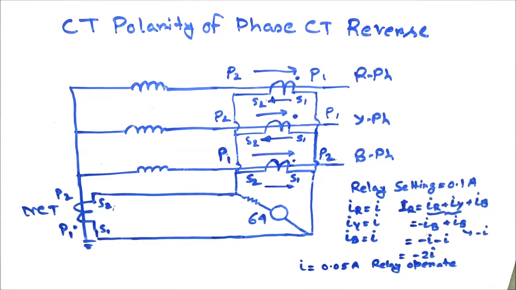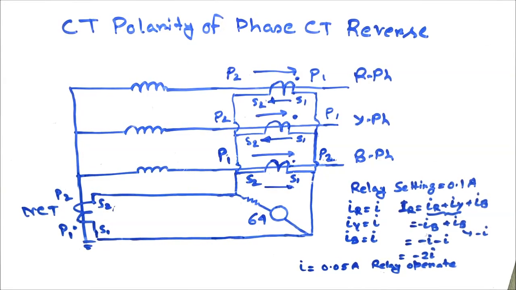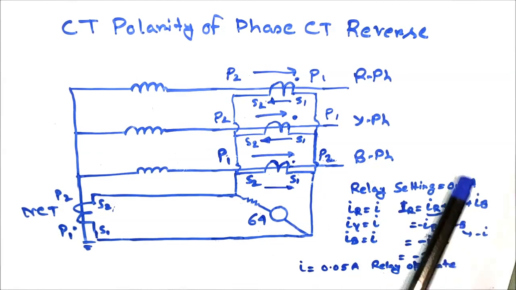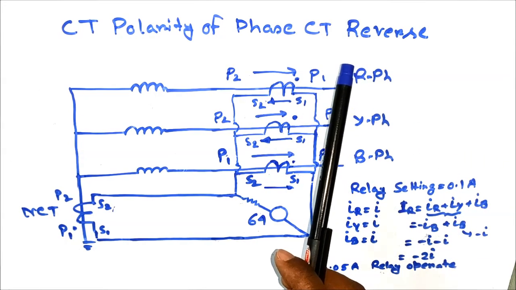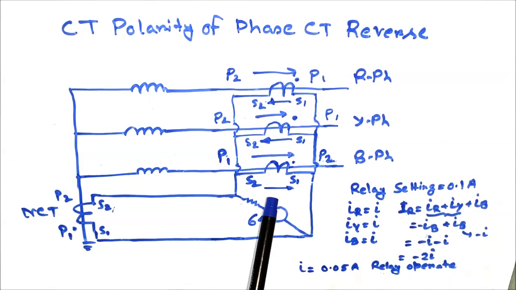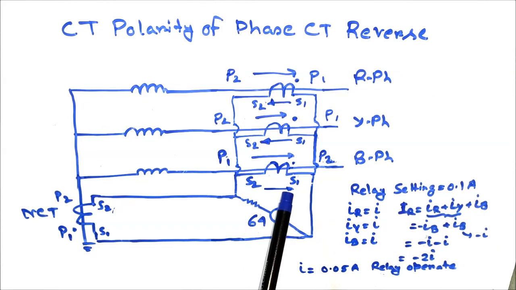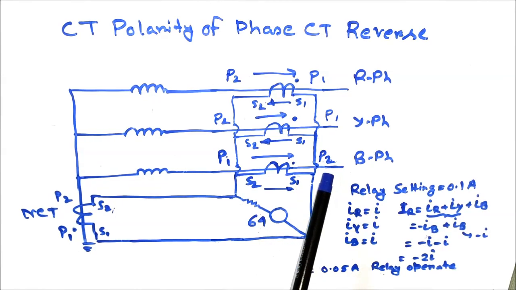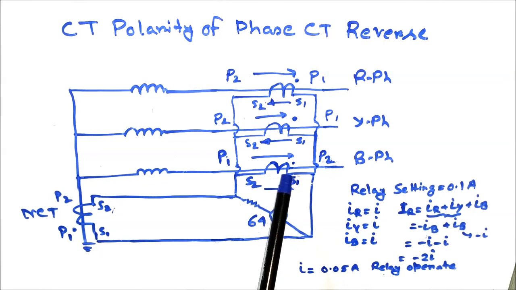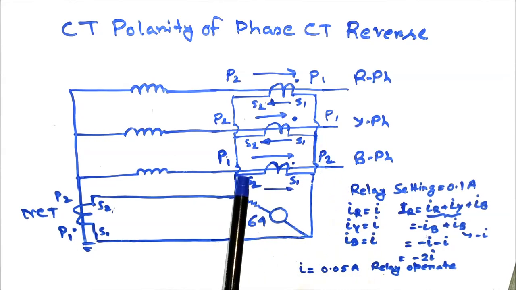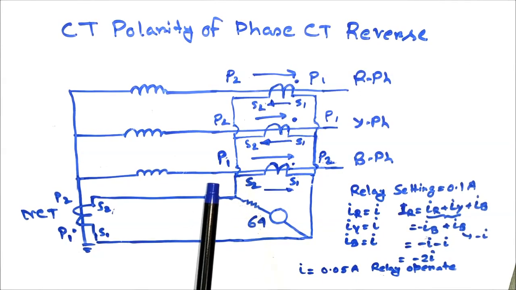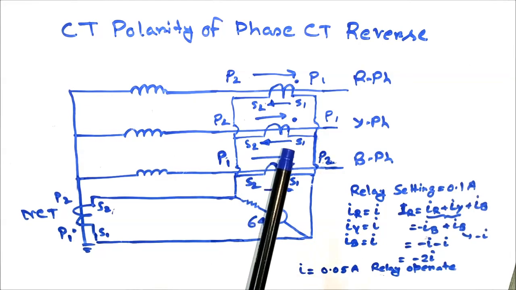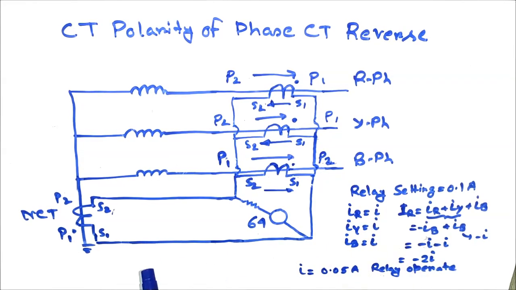Now consider a situation when the CT polarity of one of the phase CTs is wrongly connected, or the CT polarity is reversed. Here the blue phase CT is connected wrongly, that is, P2 of the primary side of the blue phase CT is connected towards the bus side, and P1 is connected towards the transformer side. Rest of all the other connections remain the same.